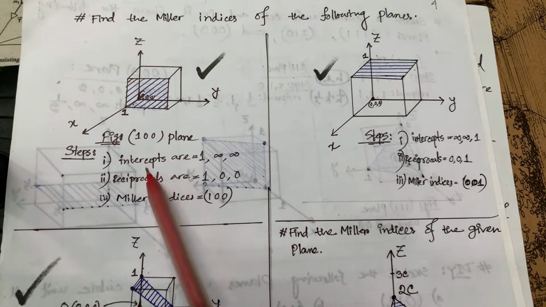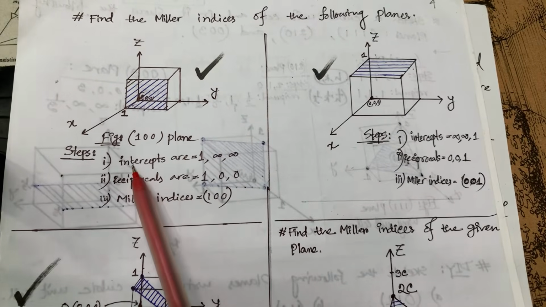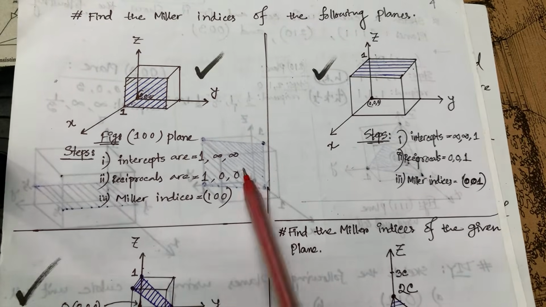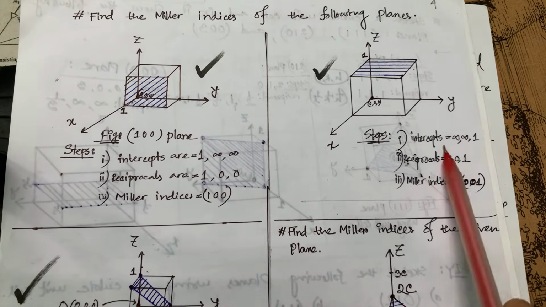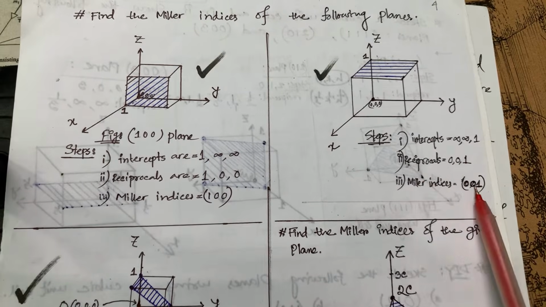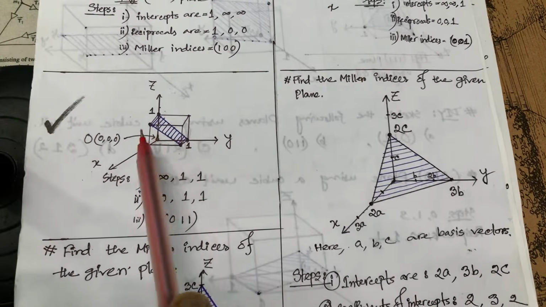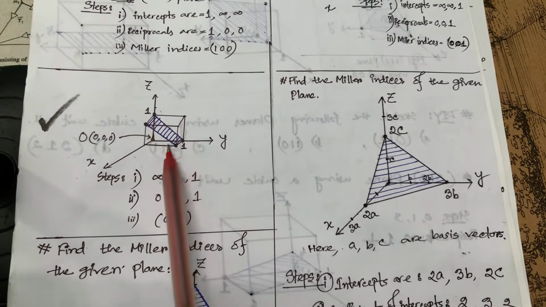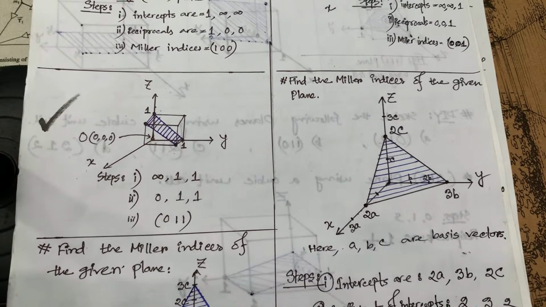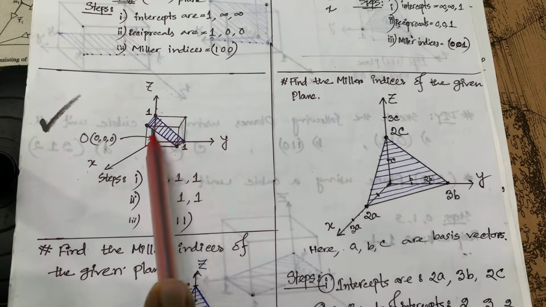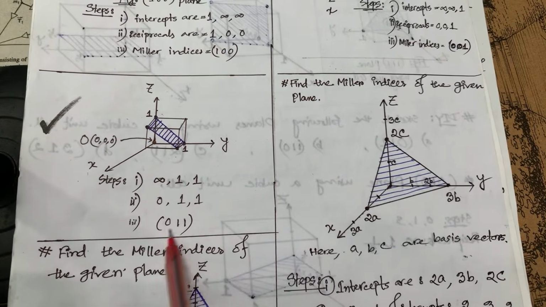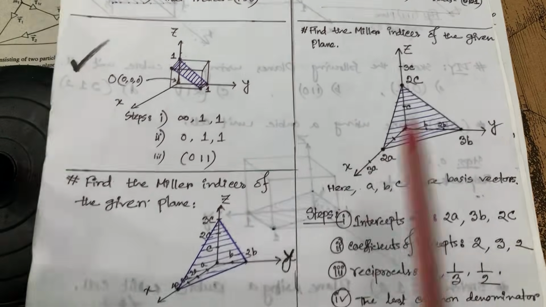It's always in the same pattern. That is, you find out the intercepts, then the reciprocal, then the Miller indices. There you go. You have the intercepts, reciprocals, and the Miller indices. Similarly, you have this problem where you have this plane. So you find out the intercepts, you find out the reciprocal of the intercepts, then there you go. You have the Miller indices.